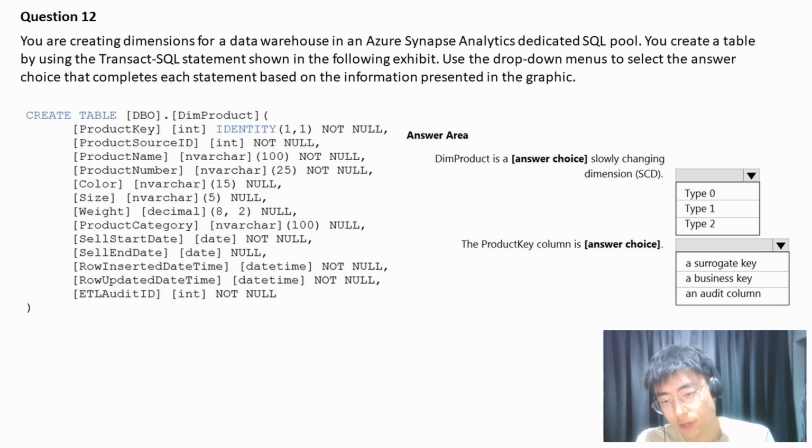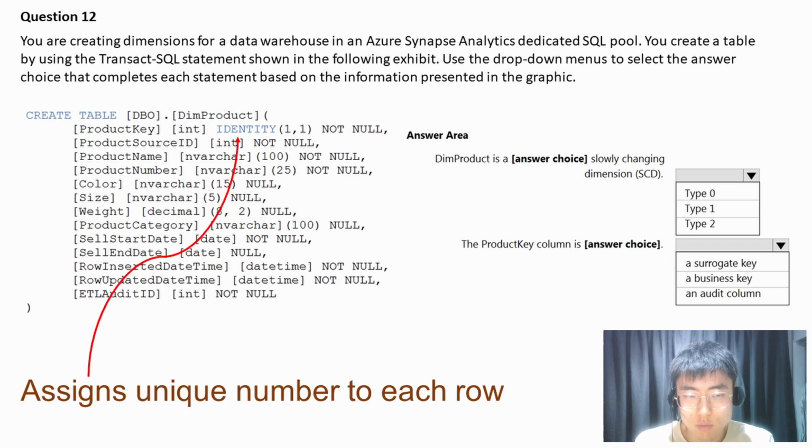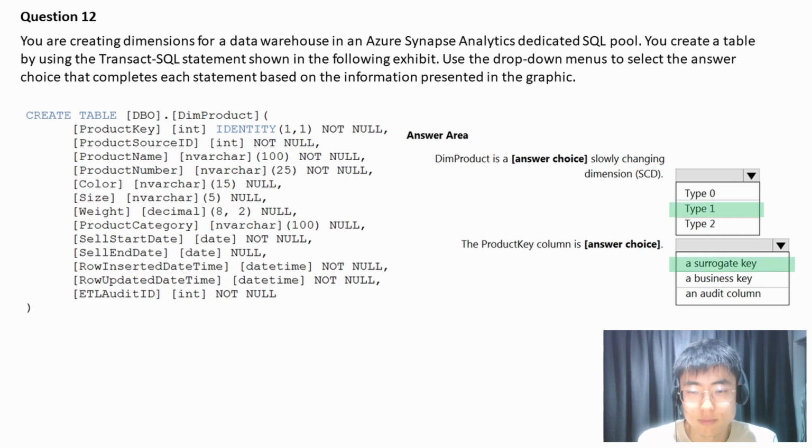And the second part of the question asks what type of column the product key column is. Looking at the row with product key in that syntax, there's an identity 1,1. What that does is it assigns a unique number to each row. So the product key column is a surrogate key.